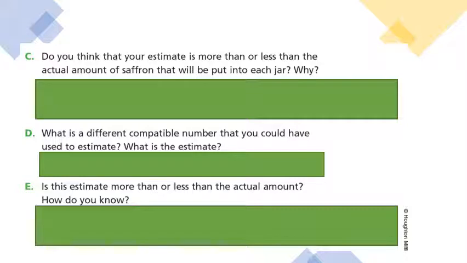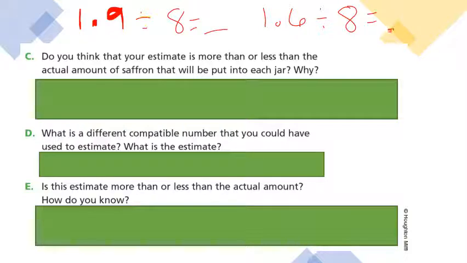Do you think your estimate is more or less than the actual amount of saffron that we put into each jar? Let's think about this. The actual math problem is 1 9/10 divided by 8. My estimate is 1 6/10 divided by 8. This is going to give me my actual answer. We said here this was going to give me an answer of 2/10 per jar. Am I going to get more or less than 2/10 in each jar? And why?